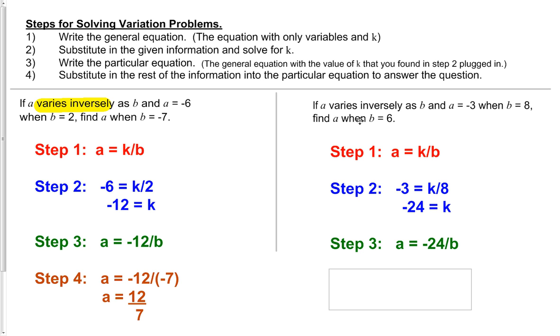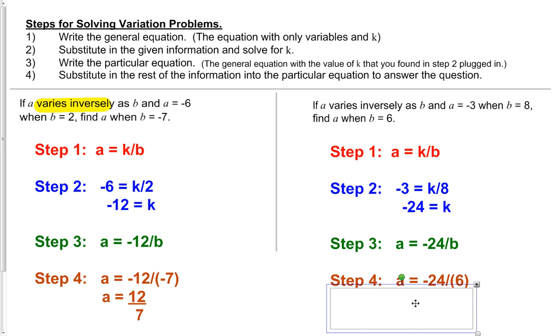Last step, it says find A when B equals 6. Plug in 6 for B. -24 over 6 is equal to A. That's going to be equal to -4.